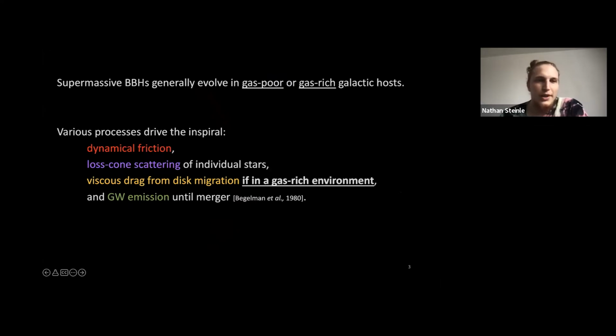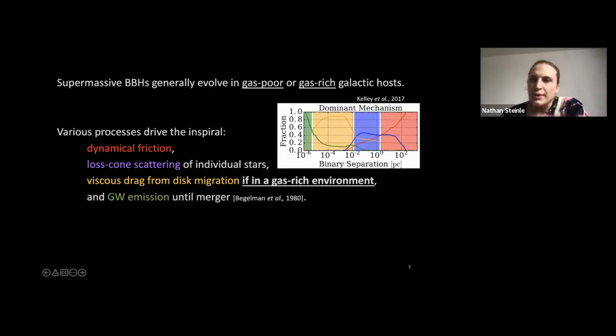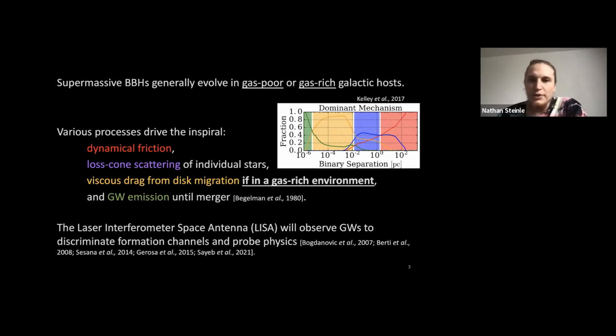There are two broad classes of formation channels for supermassive binary black holes, which are known as gas-poor and gas-rich galactic hosts. Various processes drive the in-spiral, color-coded in this figure. At the largest separations, the angular momentum loss of the binary is driven by dynamical friction. At smaller separations, scattering of individual stars through the loss cone of the binary begins to dominate. At even smaller separations, the viscous drag from a disk migration phase will dominate if the binary is in a gas-rich environment. Then the baton finally gets handed off to the gravitational wave emission phase, driving the binary to merger. The LISA mission should be able to observe gravitational waves from these supermassive binary black hole mergers, discriminate between the two formation channels, and probe all this complicated physics.